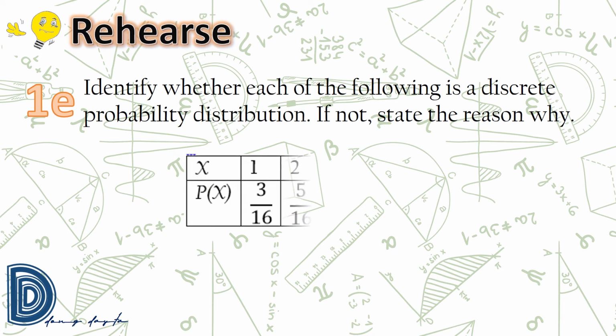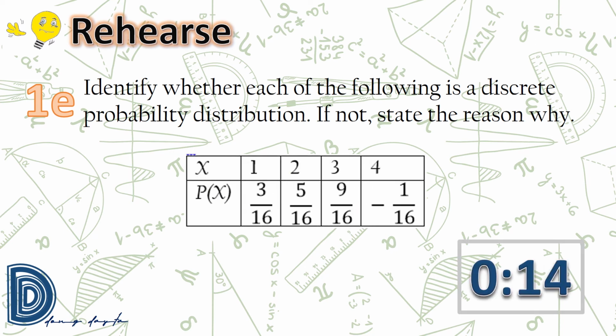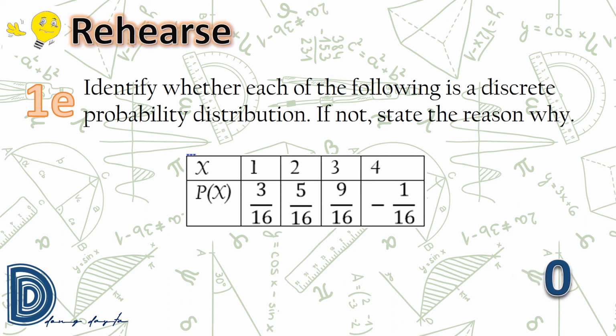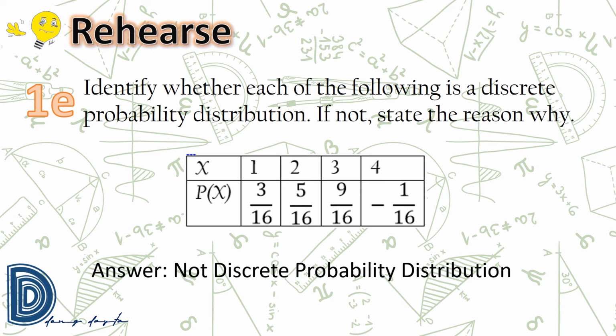Next, go. Time is up. Let us see the answer. This is not a discrete probability distribution because we have a negative probability. The probability of an event should be equal to or greater than 0 but less than or equal to 1.